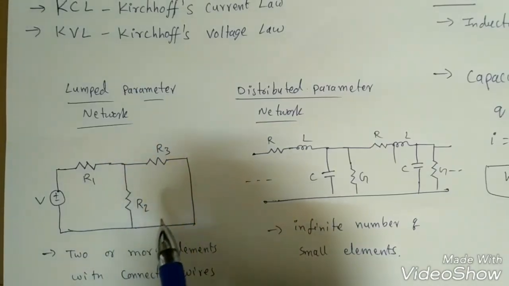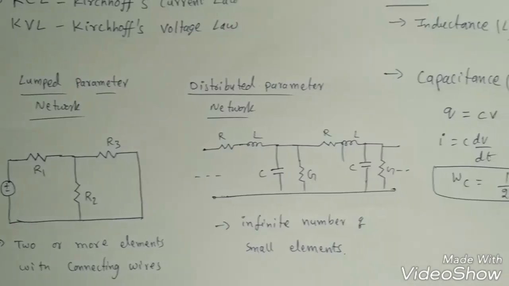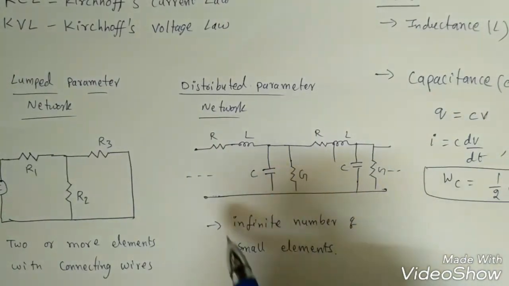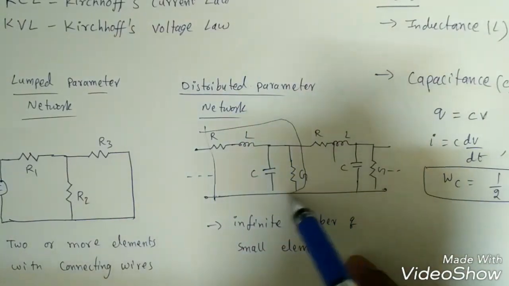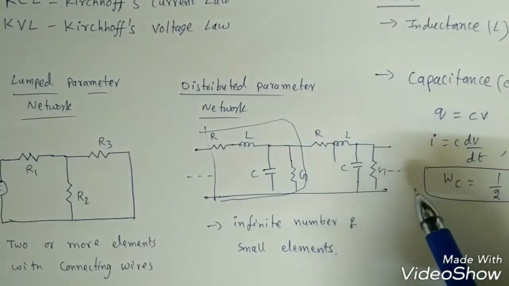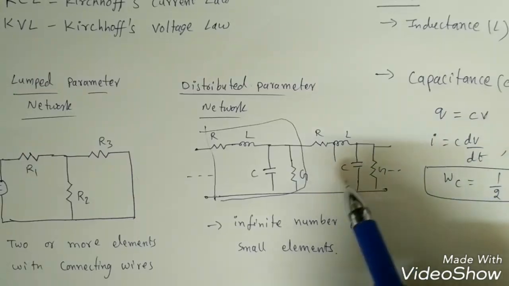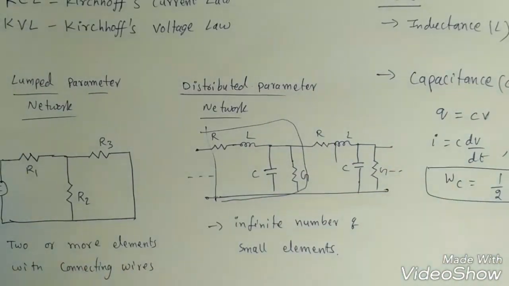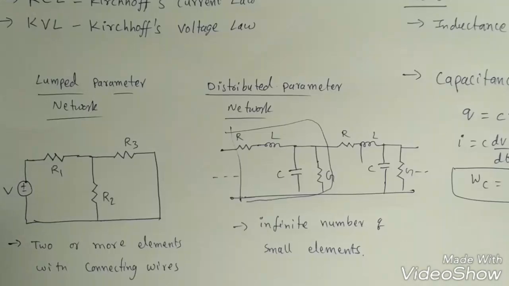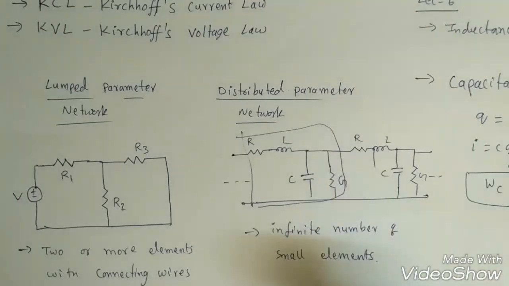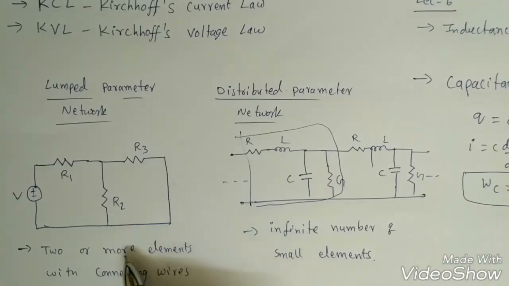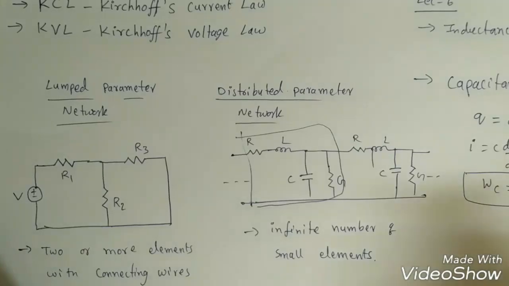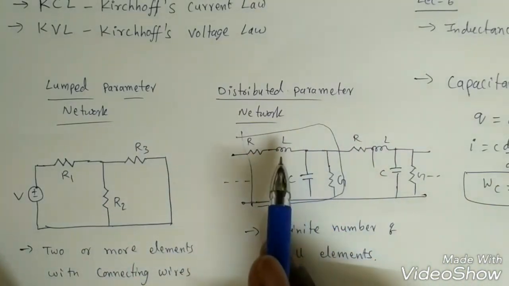R1, R2, R3, etc. Now if I see the distributed parameter network, there will be an infinite number of small elements. This is one portion of the distributed network, and like this you will have so many small elements. That's why it is called distributed, but this one is a simple lumped parameter network. In network theory, we only see the lumped parameter network, with two or more elements, maximum 5, 6, etc. So that is the difference between the lumped parameter network and the distributed parameter network, right?